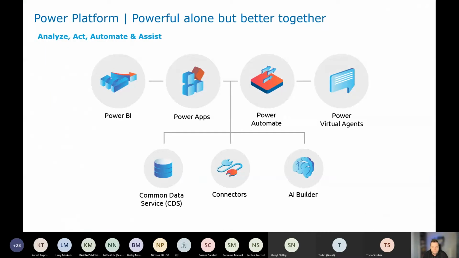Currently it consists of 4 different services: Power BI, Power Apps, Power Automate, and Power Virtual Agents. Of course, we have the common data service behind there. We have lots of connectors available. There's more than 400 now. And we also have AI Builder for artificial intelligence in the Power Platform.